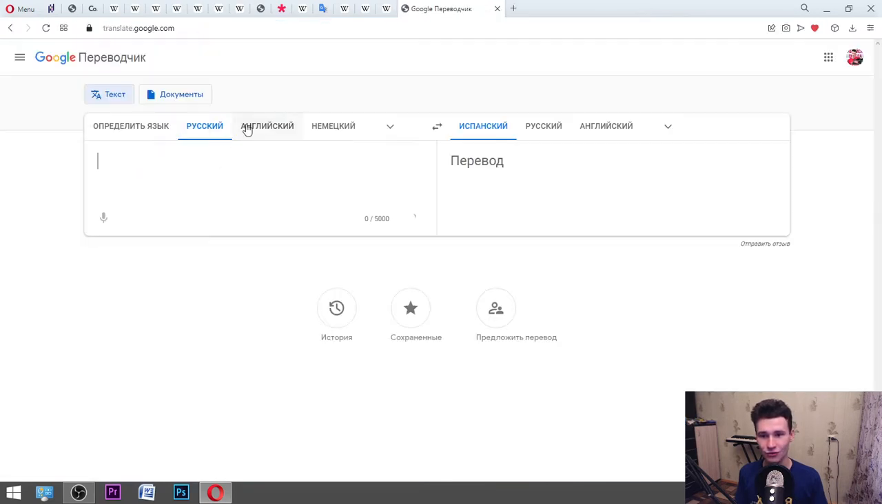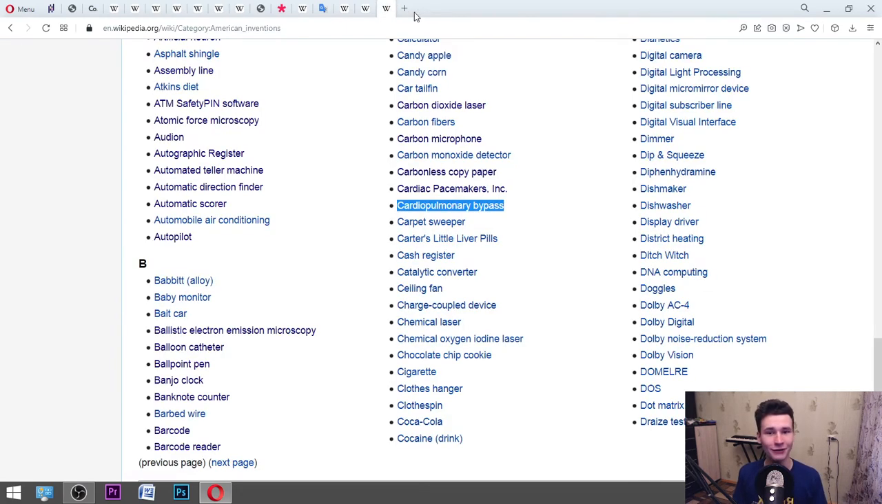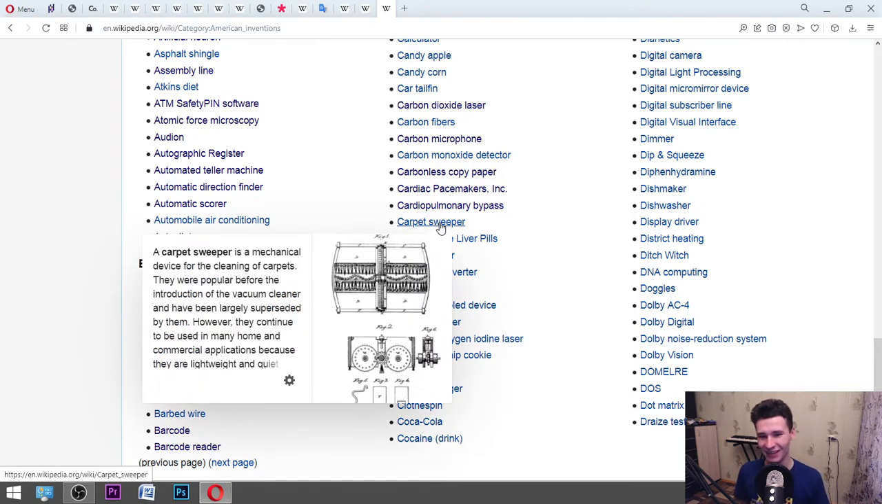And let's translate it to Russian, and it is сердечно-легочное шунтирование. Wow, I didn't know about it. Okay, and I heard this word, but actually, what's the meaning of it?